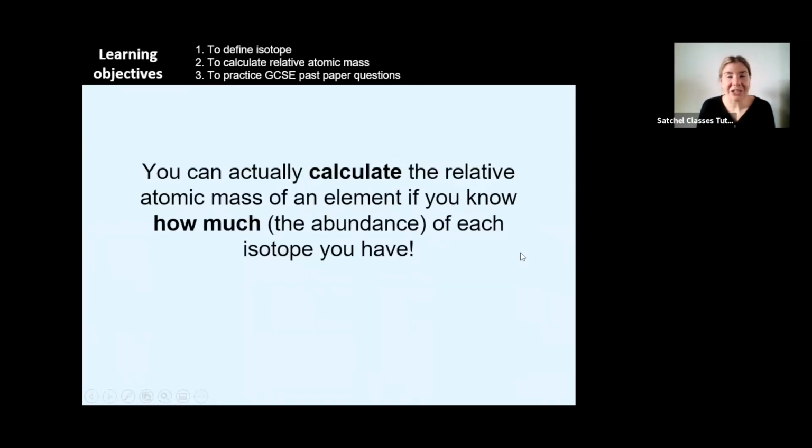You can actually calculate the relative atomic mass of an element if you know how much of each isotope you have. If I'm starting to lose you, stay with me, you will understand this. For example, with chlorine, I told you that there exist different types of chlorine, some with one number of neutrons and others with a different number. So what we can do is calculate the relative atomic mass of an element. We can find a bit of an average and use that to calculate the relative atomic mass.